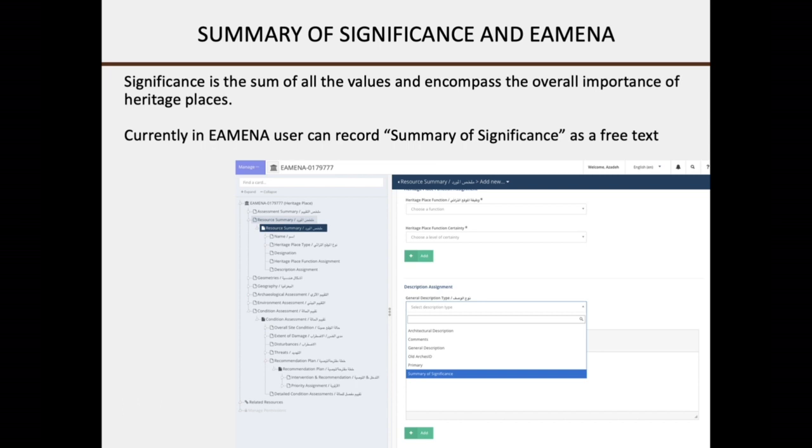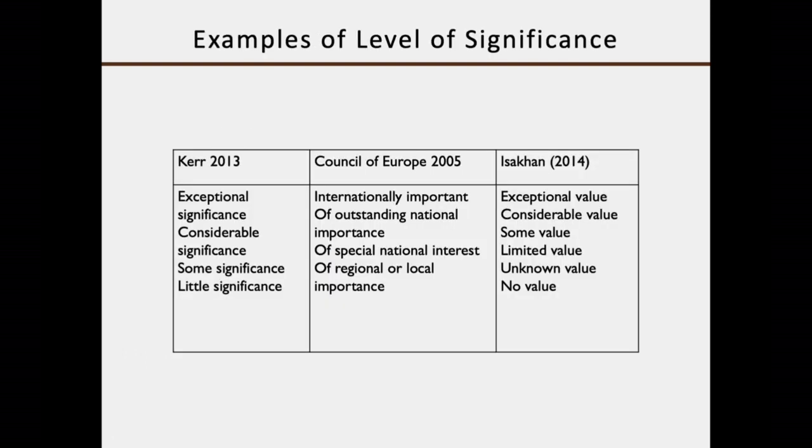So when you go to resource summary card, description, assignment, there is a field where you can choose what kind of description you're adding to your site, and from there you can choose summary of significance. This is the place that has free text, and you can add a summary of all the values and significance of the site. For the watch list, we ask you to tell us what is the level of significance.